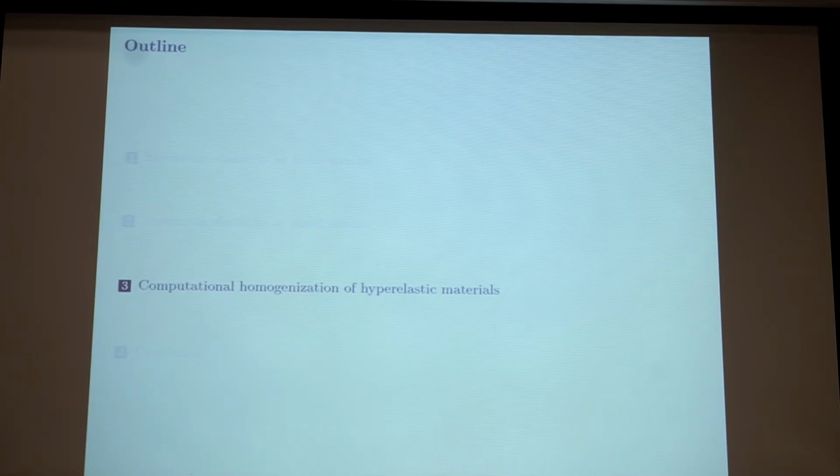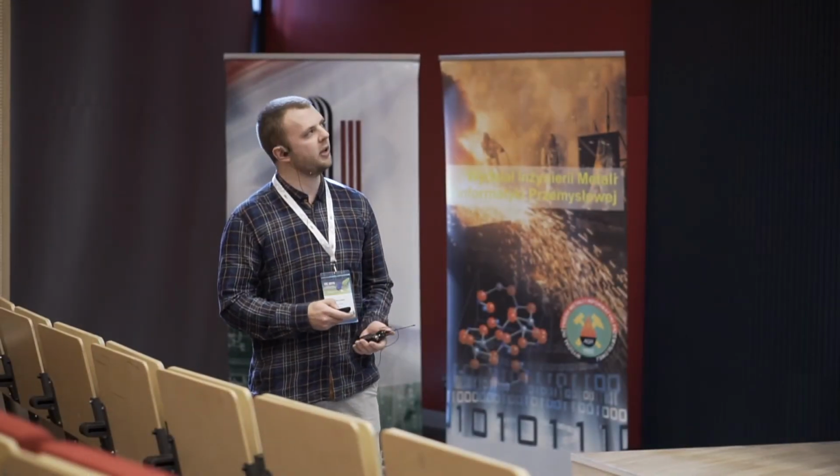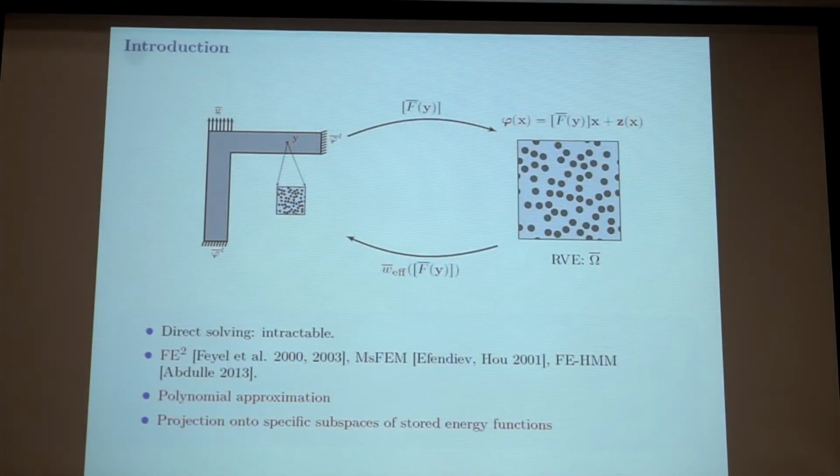I have one last section which is a bit different because it deals with surrogate models for effective stored energy functions in computational homogenization. So more precisely, we consider this kind of structure, which is made of heterogeneous hyperelastic material, and we use the FE square method in order to solve this 2-scale boundary value problem.